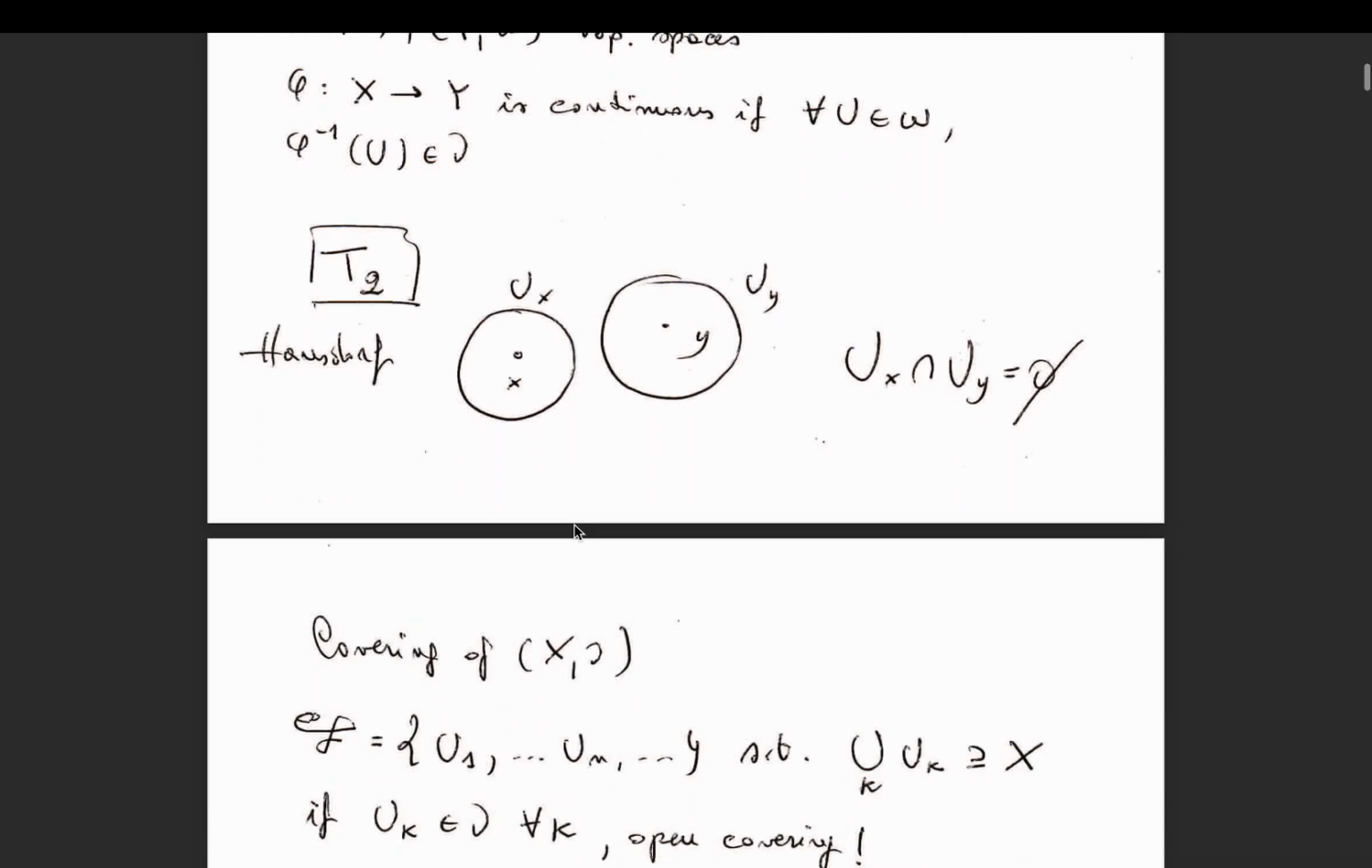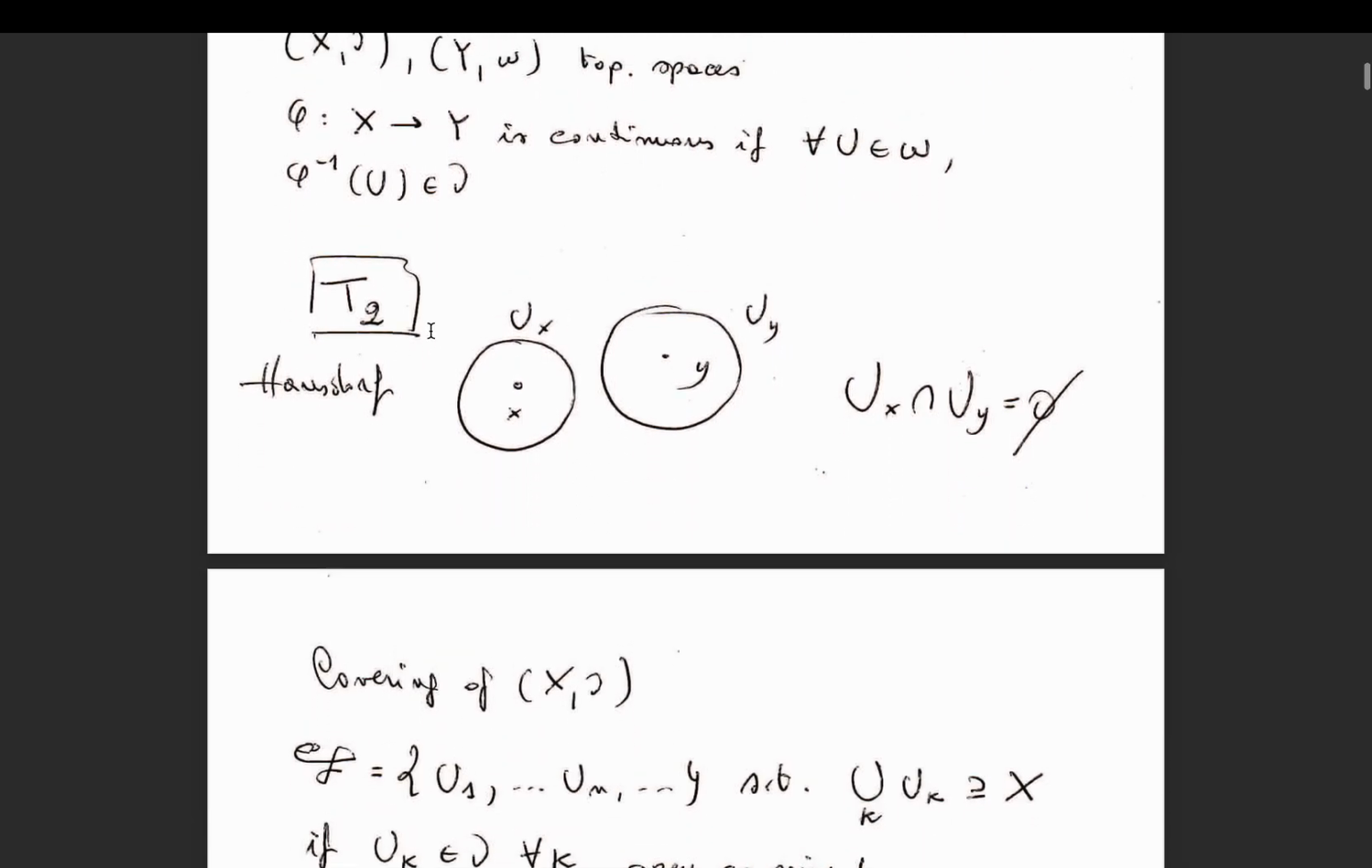We say that the topological space satisfies the T2 property, or is Hausdorff, or is also said to be separable, if for each pair of points X and Y of the topological space there exist two neighborhoods, one of X and one of Y, which do not intersect.